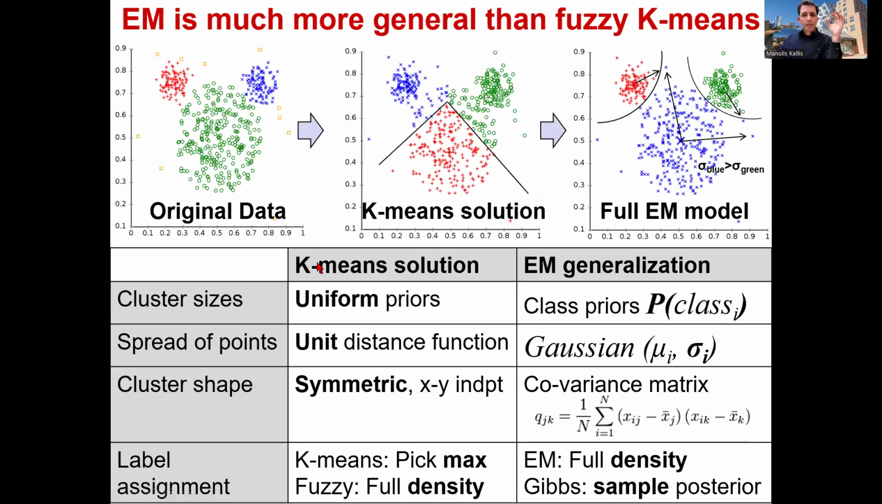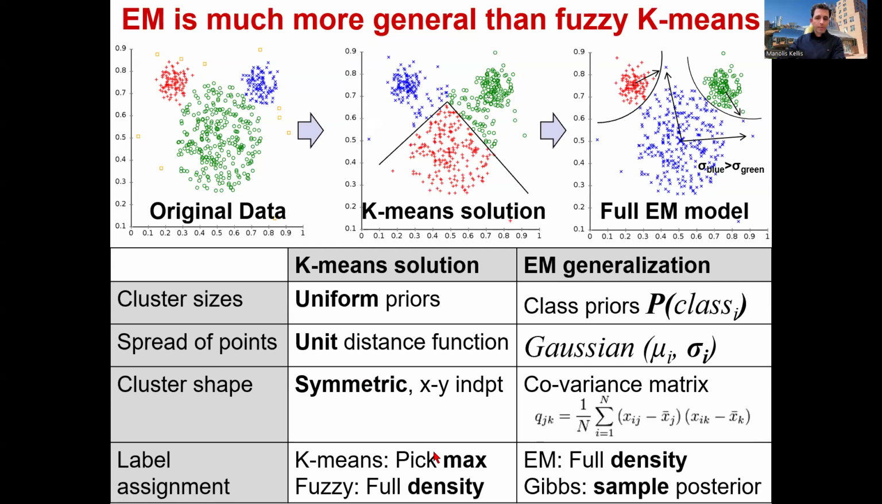But the initial k-means solution was a uniform prior, where every cluster is the same size, a unit distance function instead of having some variable standard deviation for your points, a symmetric distribution between the different dimensions of your data, where every dimension was independent, the x and the y were independent, whereas here we can actually talk about a covariance matrix of some reshaping of the space.